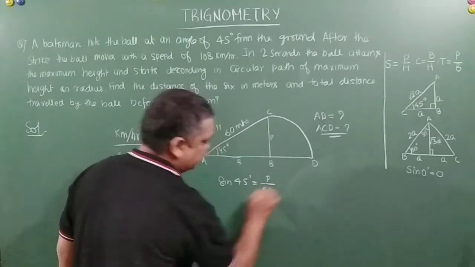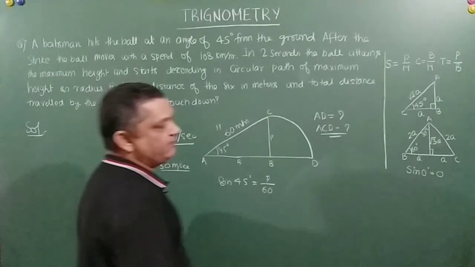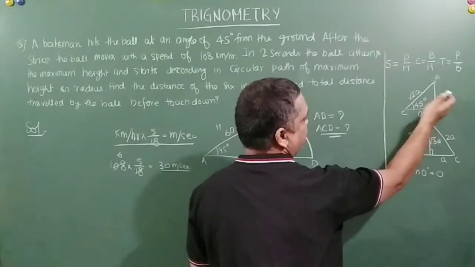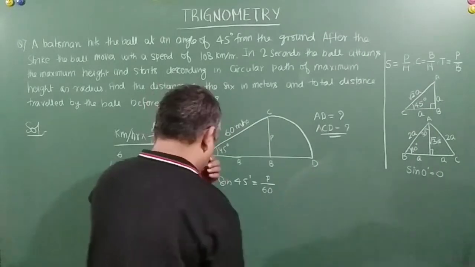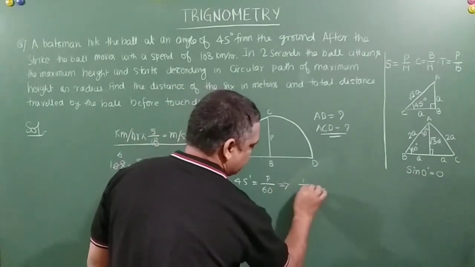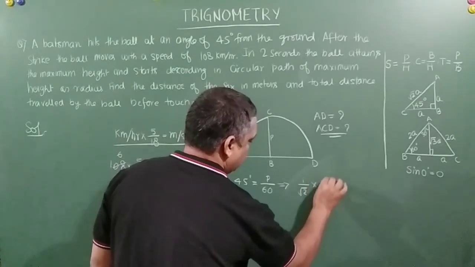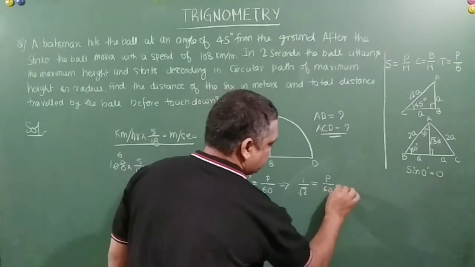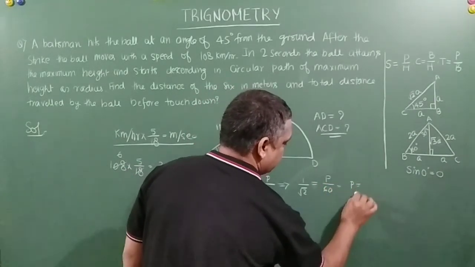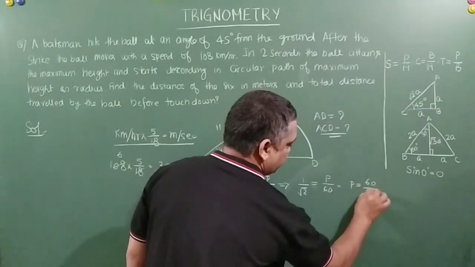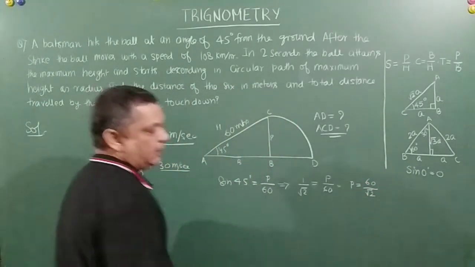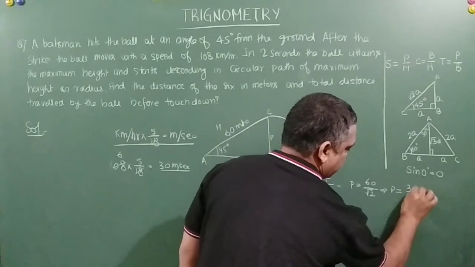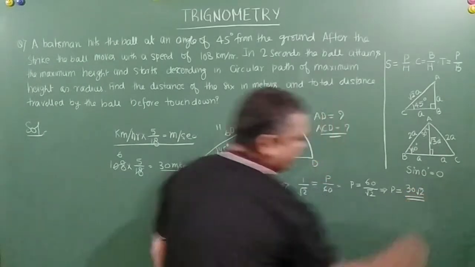H is equal to 60, right? But how much is sine 45? From this triangle we can very well know it. Sine is nothing but perpendicular by hypotenuse. So A by root 2A, that is equal to 1 by root 2. That implies 1 by root 2 is equal to P by 60. So P is equal to 60 by root 2, right? Which can also be written as P is equal to 30 root 2. You are all with me?